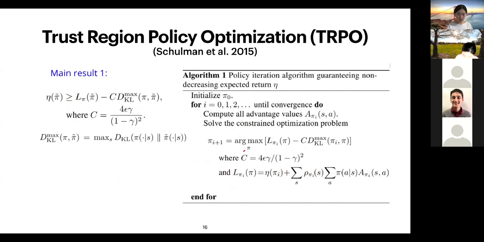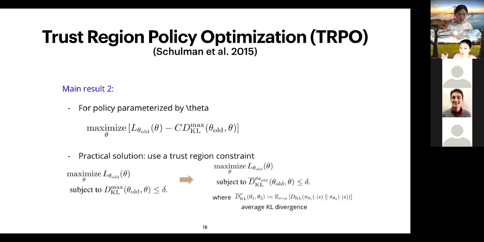If you wanted to maximize something, you can maximize its lower bound. Just like in variational inference, you're maximizing a lower bound of the likelihood. Right here, you're maximizing a lower bound of the value for that pi theta, for that pi tilde, which is parameterized by theta. If you wanted to do that, the practical solution is to use a trust region constraint, which is a kind of threshold, so that the KL divergence between the old and the updated one is smaller than or equal to the threshold.